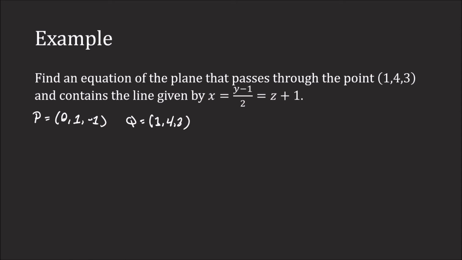We need 2 vectors. Well, one vector would be the direction vector for the line. Right, so that vector is 1, 2, 1. Our second vector would be the vector PQ. And that is the vector 1, 3, 4. This will allow us to find the normal vector.